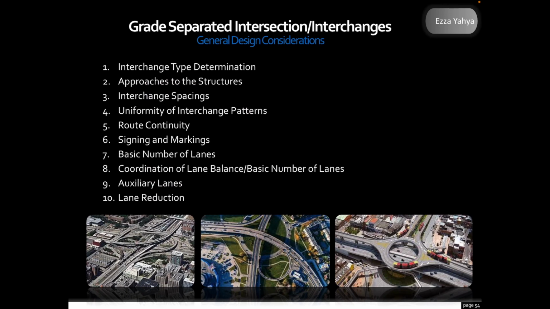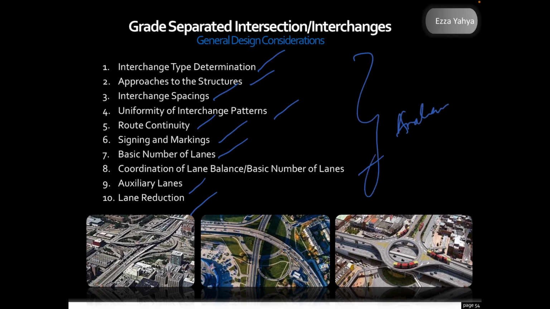Okay, general design considerations for interchanges. We need to consider interchange type determination, approach to the structure, interchange spacing, uniform interchange pattern, road continuity, signing, marking, basic number of lanes, coordination of lane balance, auxiliary lanes and lane reduction. Each type of consideration we need to consider when we design the interchange. All of this can be referred to in the Arahan Teknik Jalan.